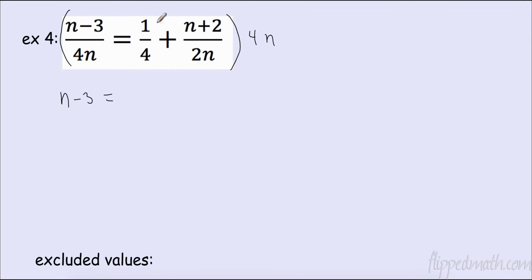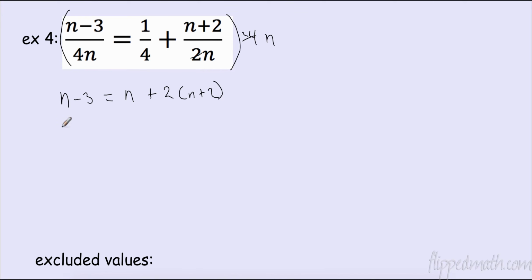And that equals 1/4 times 4n. Well, the 4's cancel. What's left? n. n times 1 is n. And then 2n times 4n. The n's cancel. 2 goes into 4 twice. So I'm going to multiply 2 times n plus 2.